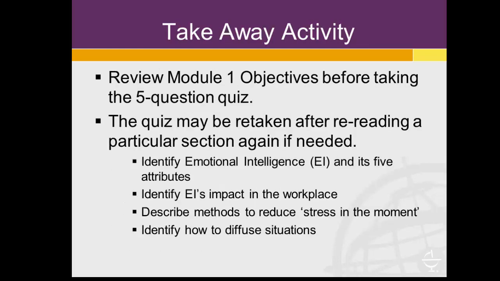Takeaway activity. Please review the objectives for Module 1 and any sections that you are not sure about, and then take the 5-question quiz at the end of this module. At the close of this module, you will achieve the following objectives. Identify emotional intelligence and its 5 attributes. Identify EI's impact in the workplace. Describe methods to reduce stress in the moment. And identify how to diffuse situations.